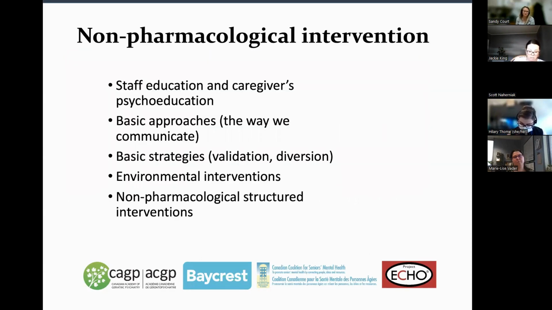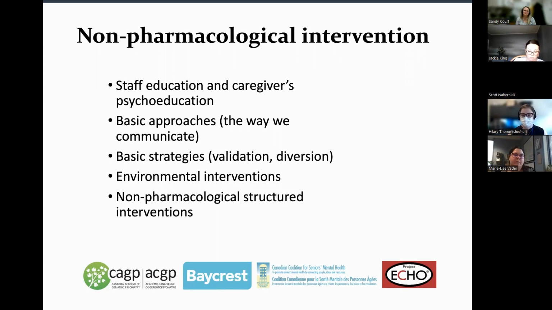So what are the non-pharmacological interventions that could be used? The first chapter would be staff education and caregiver psychoeducation, which has been described as being very efficacious for many BPSDs. Then there is some training about basic approaches. Basic approaches are more like the way we communicate to dementia patients. So I think in the English-speaking part of Canada, many professionals are trained with the GPA, the gentle persuasive approach, which could be an example of basic approaches.